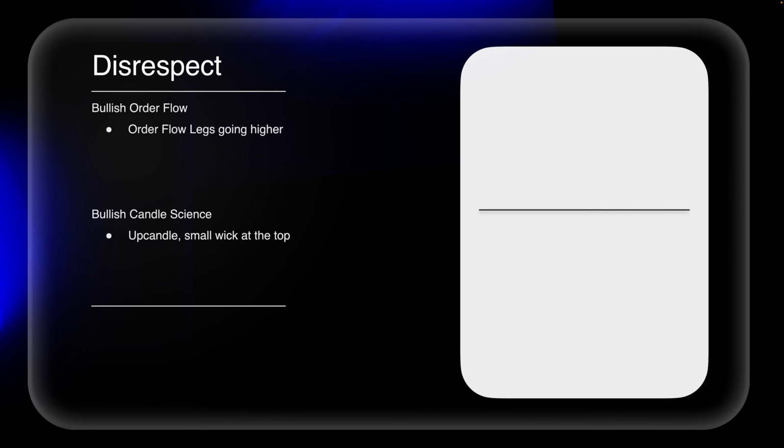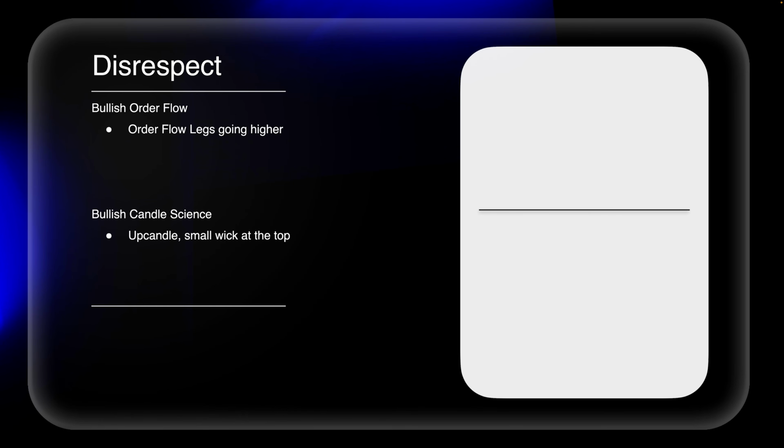The first one is disrespect. If we have that for bullish order flow, so we have order flow lags going higher, again, for example, for the daily time frame. If you go up in time frame and it turns into bullish candle signs, that will look like an up candle and a small wick at the top, like we're seeing in this example. If this is a monthly time frame candle right there, then on the daily, we are seeing daily order flow lags holding and being bullish, so only towards higher prices.